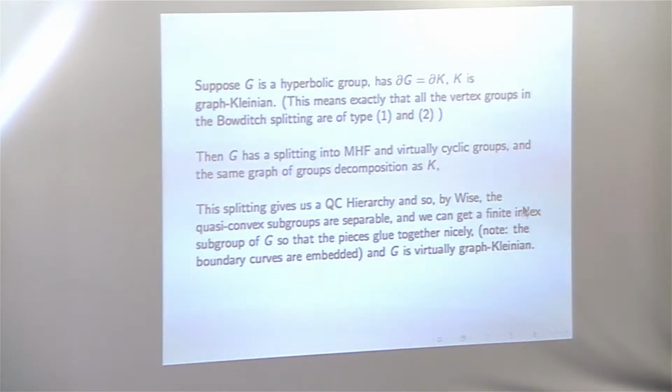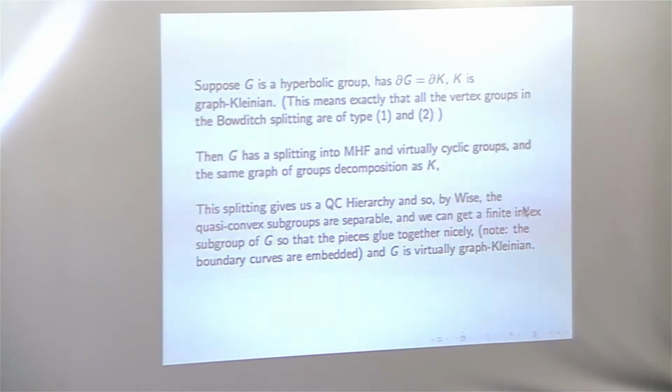Okay, so suppose I have this hyperbolic group, and it has a boundary homeomorphic to the boundary of a graph Kleinian group. Throughout, equals means homeomorphic. Okay, so what does this mean?